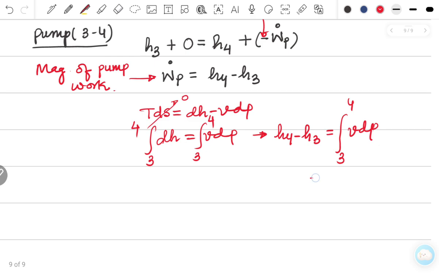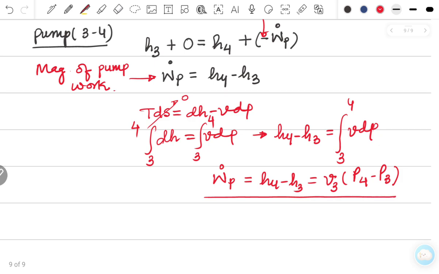So what we can say is, V3, because we can calculate V3 very easily from the steam table, times P4 minus P3. And what is H4 minus H3? You have already seen this H4 minus H3 is nothing but the magnitude of the work done, the work transfer in the pump. Okay, so in this way you can solve for the pump work.